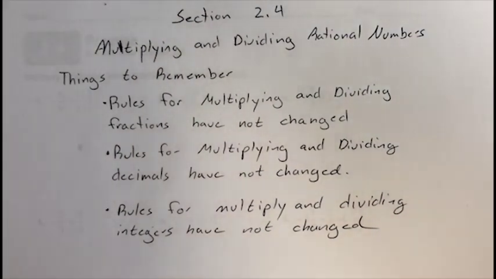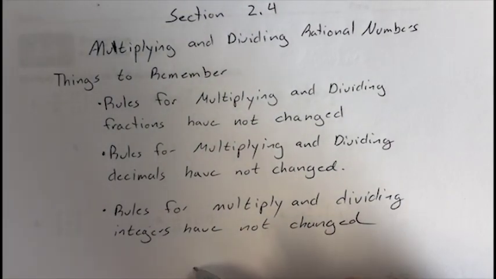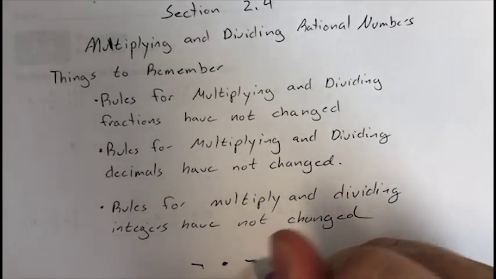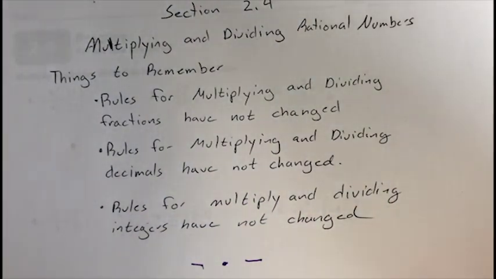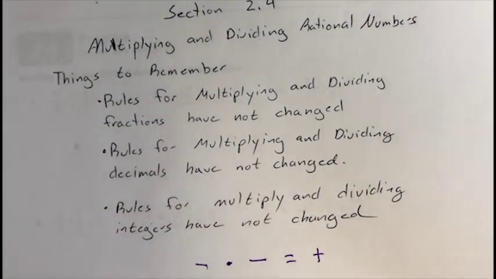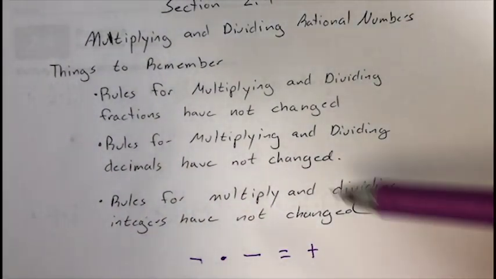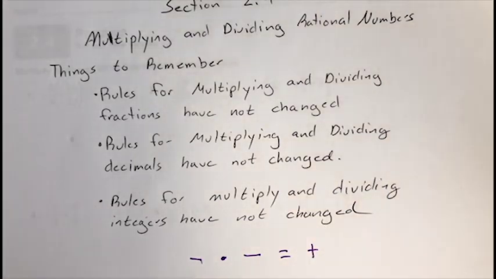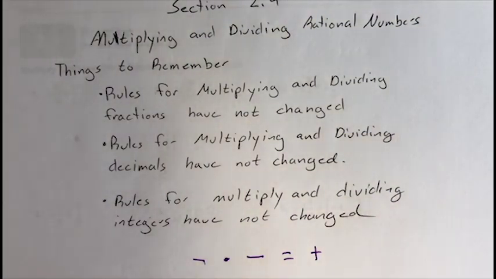And your rules for multiplying and dividing integers have not changed. So these rules are not changing. You just need to mix them. Case in point, if I'm multiplying a negative number times a negative number, I'm going to get a positive number. So that rule is not changing. We just need to start putting that with our fractions and inside of our decimals. All right, so let's start looking at a couple of these questions.